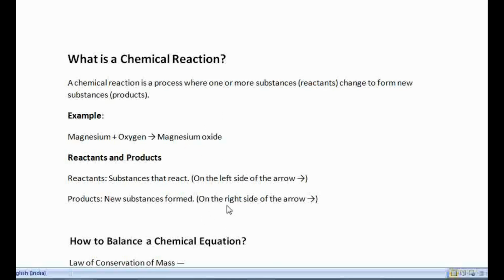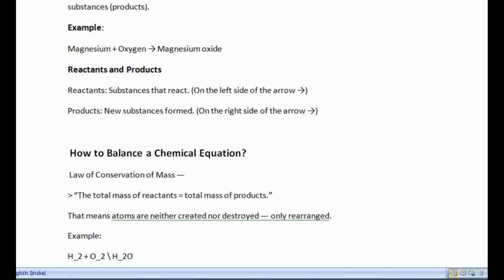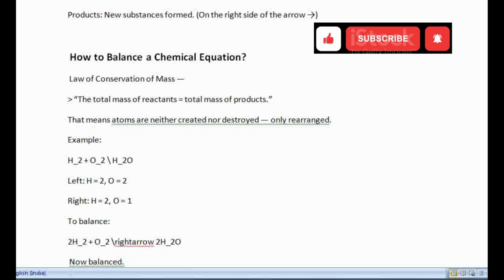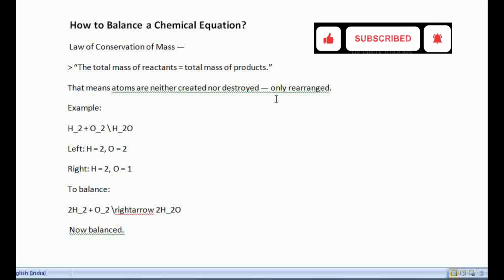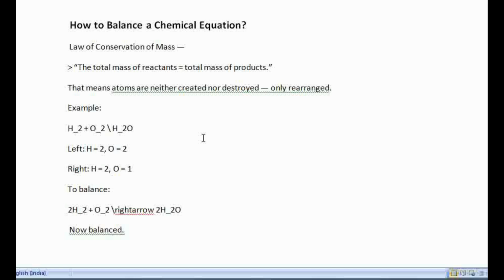Another important concept is how to balance a chemical equation. This is also very important. Behind this concept there is a law. What is that? The law of conservation of mass. It says that the total mass of reactants is equal to the total mass of products. That means atoms are neither created nor destroyed, only rearranged. We are not creating new atoms or destroying any atoms, we are just rearranging them.